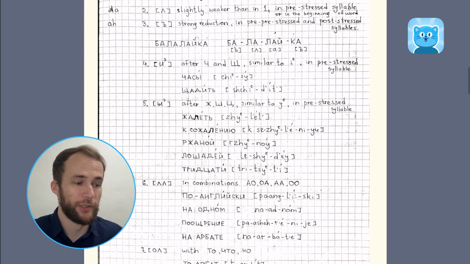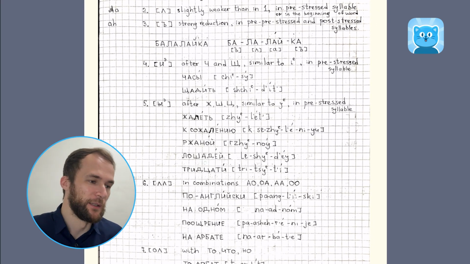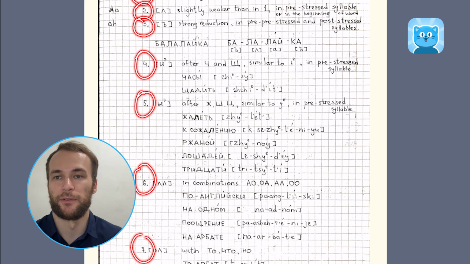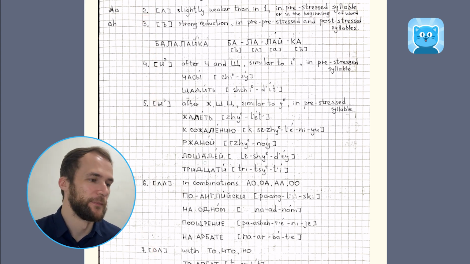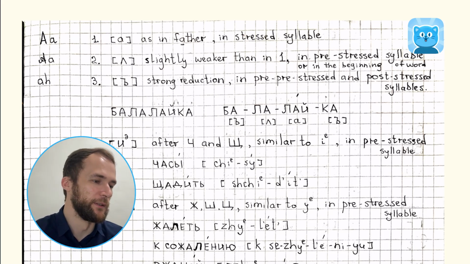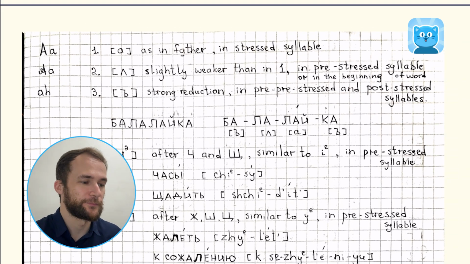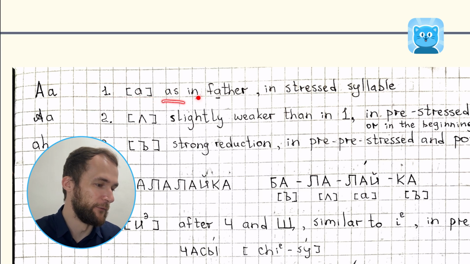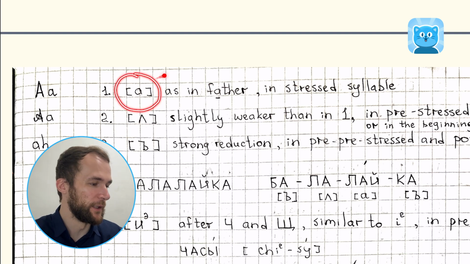So you see this whole page is all about letter A. And how many sounds are here? Let's see. We have 1, 2, 3, 4, 5, 6, 7 sounds that letter A can make. Okay. Now let's take a look at the first one, which is sound A. So sound A, as in the word father, father. And sound A comes in a stressed syllable.